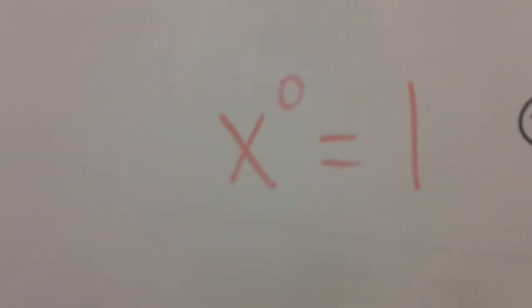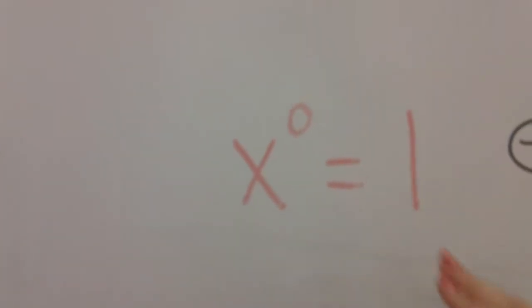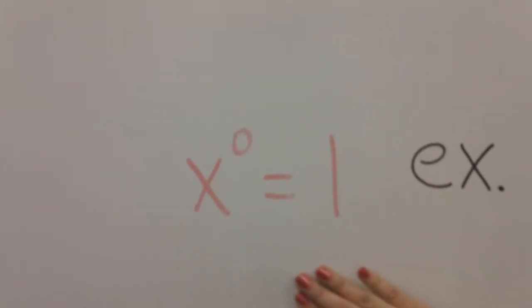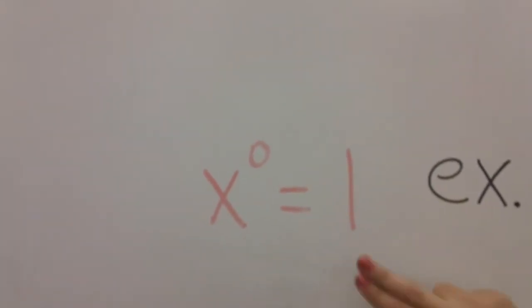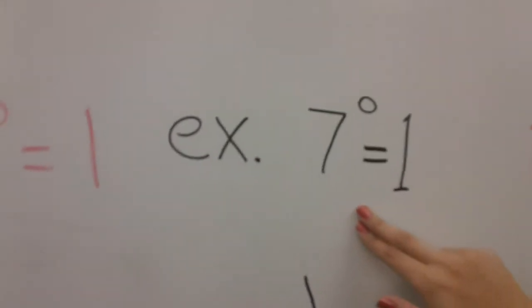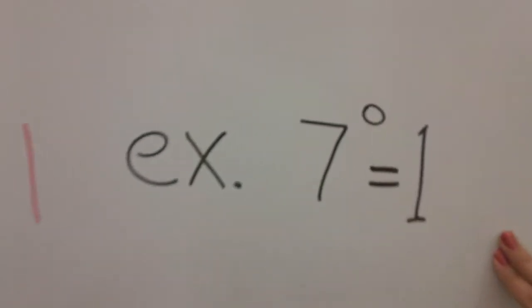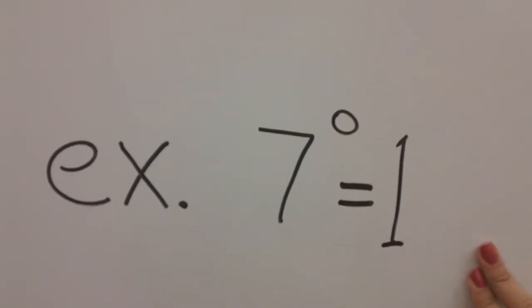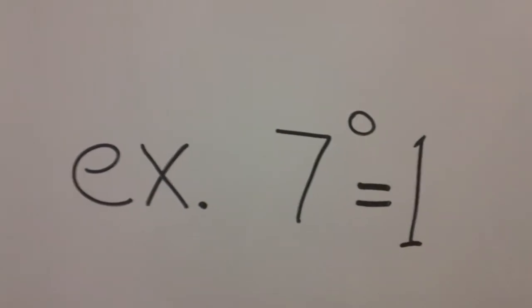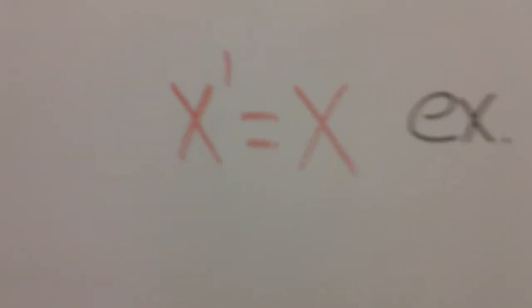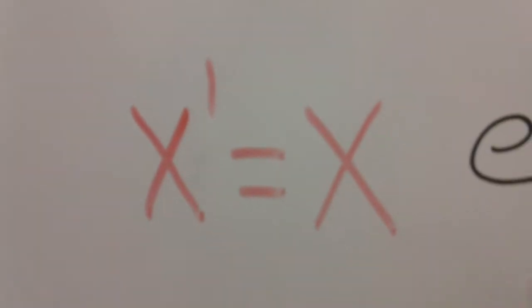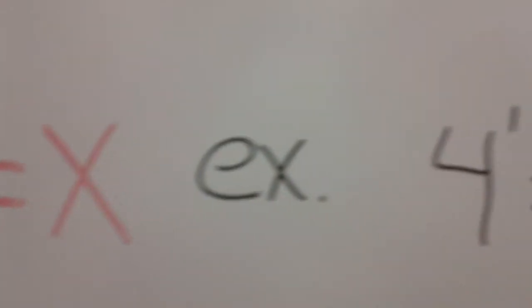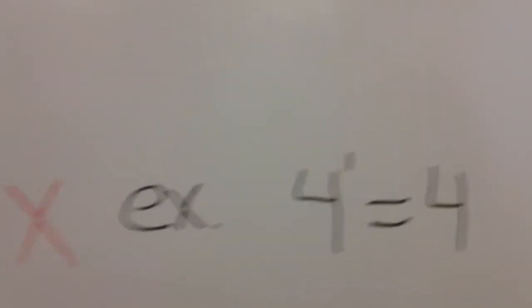Now our next exponent rule is x to the power of 0. This is easy. Whenever we have a number to the power of 0, it's just going to equal 1. So our example is 7 to the power of 0, which is 1. If we had 8 to the power of 0, it would also equal 1. If we had 400 to the power of 0, it would also equal 1. Now here's another simple exponent rule. Whenever you have x to the power of 1, it's just going to equal x. So our example is 4 to the power of 1, which just equals 4.